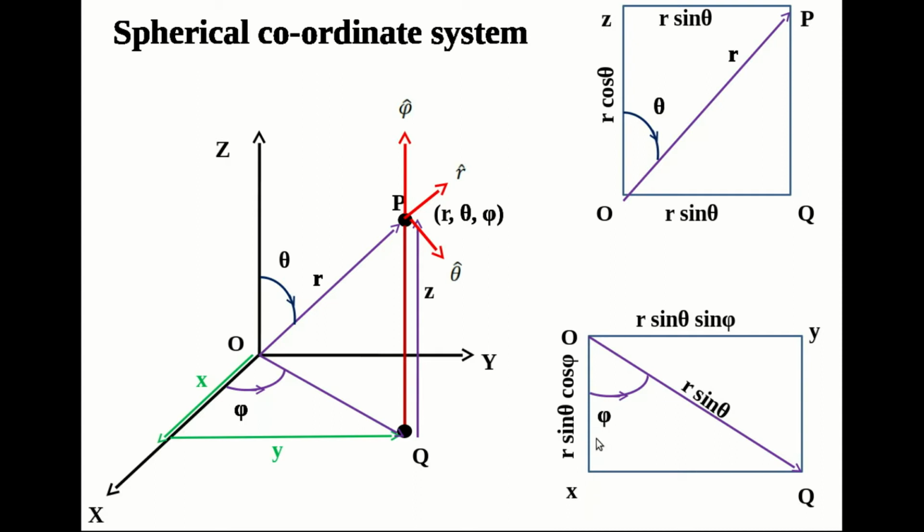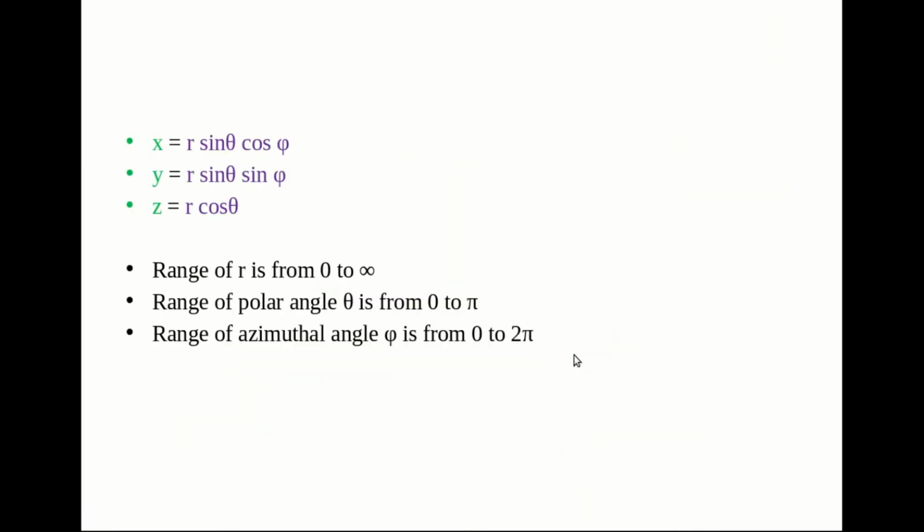So we have got all the three coordinates, z coordinate, x coordinate and y coordinate of P in terms of r, theta and phi. x equals r sin theta cos phi, y equals r sin theta sin phi and z equals r cos theta. We have also seen that the range of r is from 0 to infinity, theta is from 0 to pi and phi is from 0 to 2 pi.